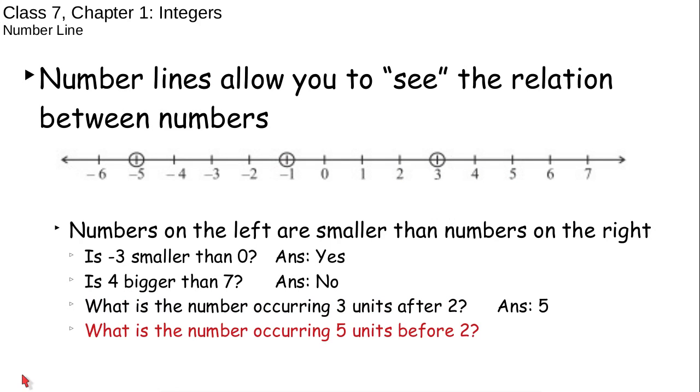Now let us find out what is the number occurring 5 units before 2. Now where is the number 2? The number 2 is here. Now 5 units before means we have to go towards the left. So here's unit number 1, then unit number 2, 3, 4 and 5. So if we travel 5 units to the left of 2, that means before 2, we get to -3. So the answer is -3.